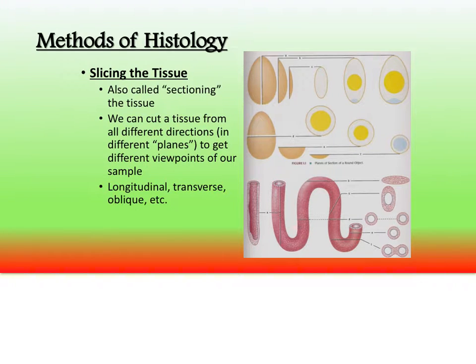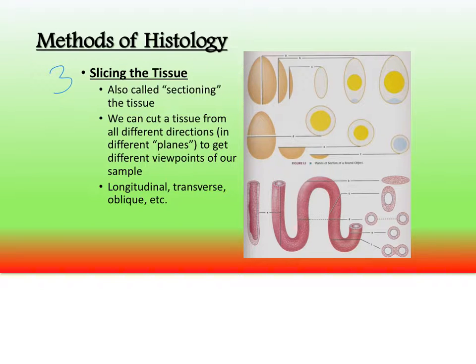Now, our third step, once we have this tissue mounted in a cube of wax, is to slice that cube. We're going to slice that cube as thin as possible into little slices. A lot of times we call this sectioning the tissue. And you can cut that tissue at all different angles, all different directions to get different viewpoints in your sample. But again, ultimately our goal is to get a really, really thin slice that we can then lay on a slide and be able to shine the light through.